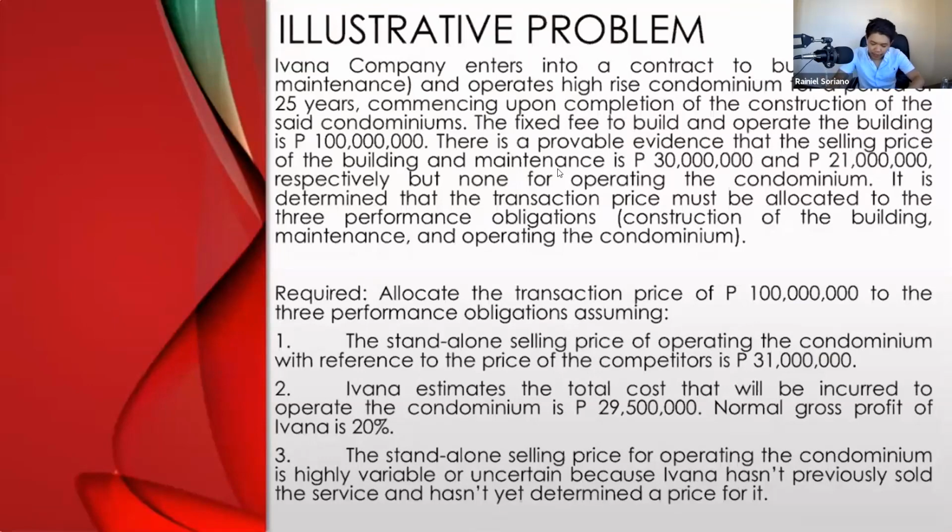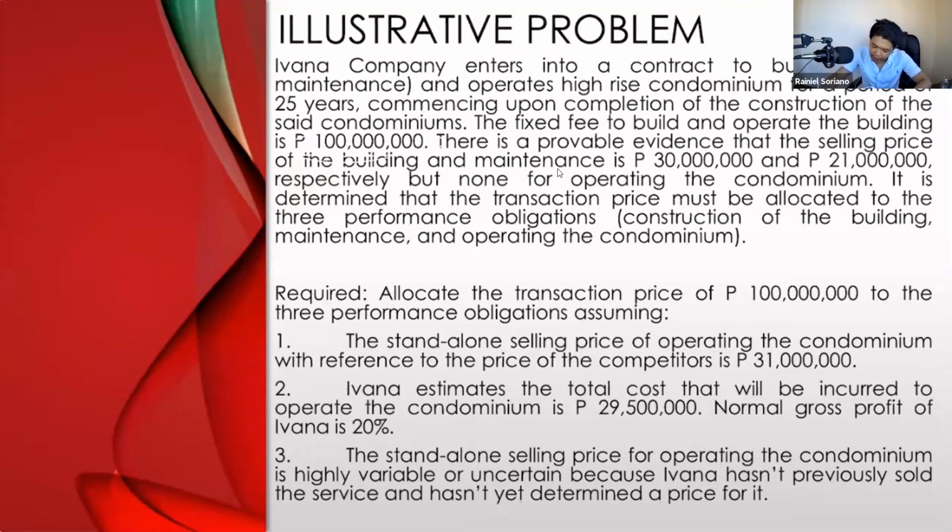Alright? So here, Ivana company enters into a contract to build, including maintenance, and operates high-rise condominium for a period of 25 years. Okay? Commencing upon the completion of the construction of the said condominiums. The fixed fee to build and operate the building is 100 million.